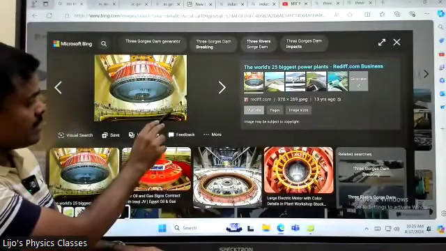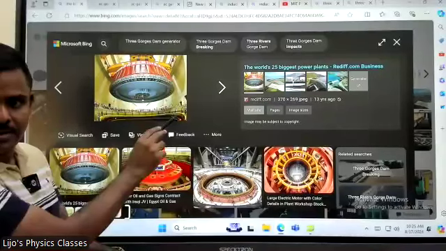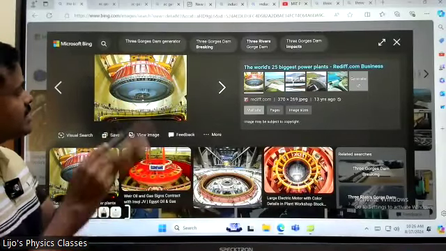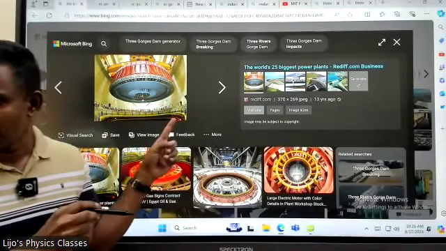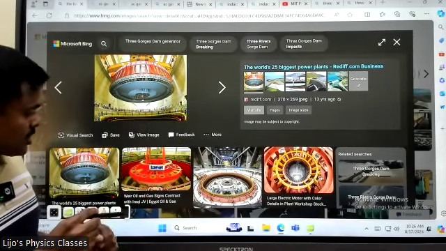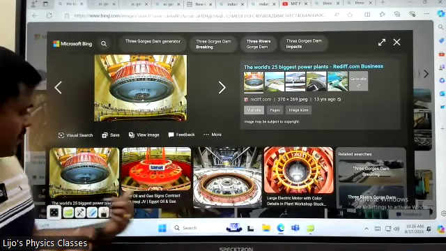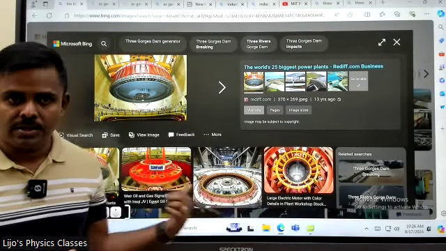See the size of a man? Right. So these are people standing there, and the size of the armature coil. Armature coil, understood? Such huge turbines, these are all turbines. Okay, generators, understood, the coils.